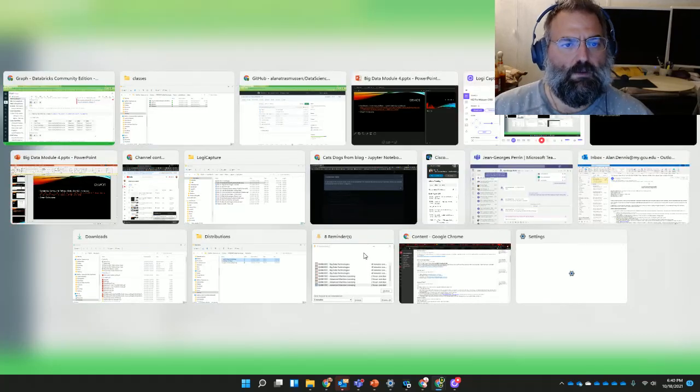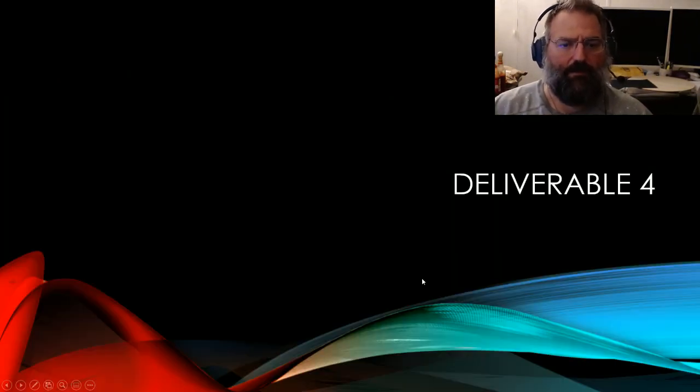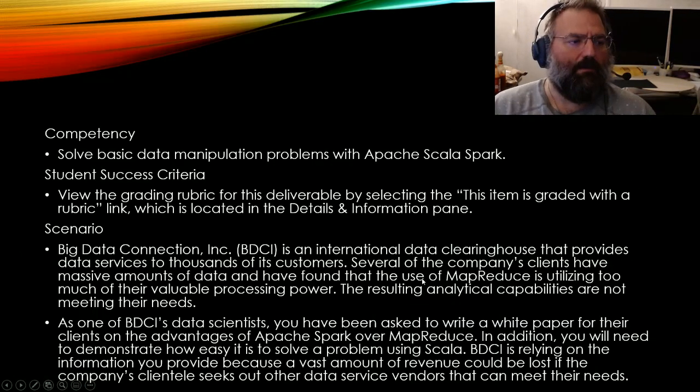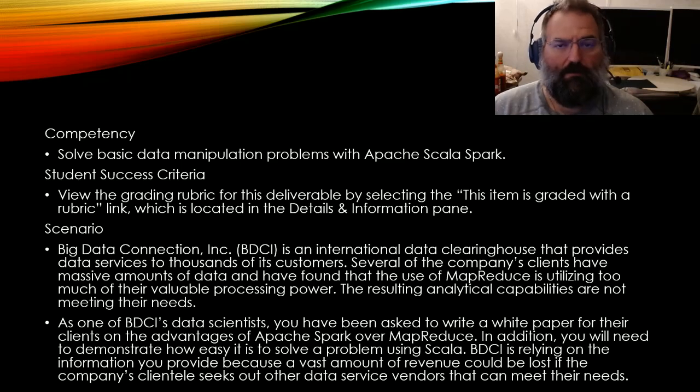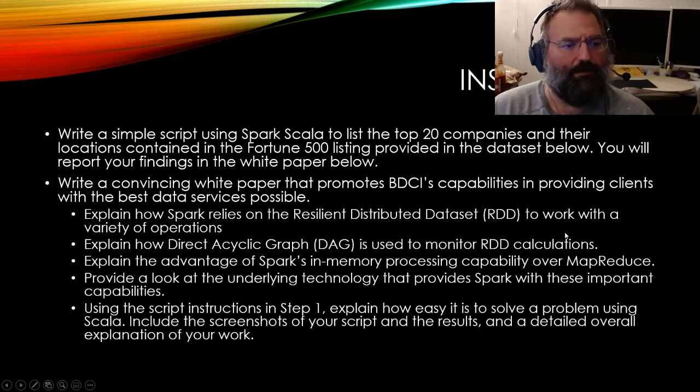Shifting back to our presentation, deliverable 4 is to solve basic data manipulation problems with Apache Spark. And you can use Scala or whatever. I don't particularly care. You work for that same international data clearinghouse company. You've serviced thousands of customers and so on. So your instructions are to write a simple script using Scala to list the top 20 companies and their locations contained in the Fortune 500 listing. You will report your findings in the white paper below.